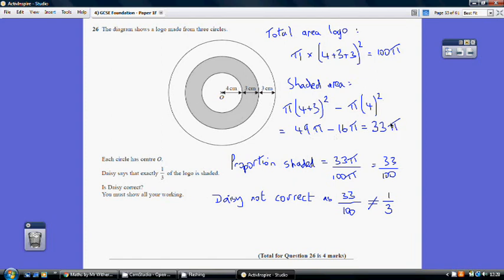So the proportion shaded divided by the total logo is 33 pi over 100 pi. The pi's cancel, so that's 33 over 100. Now that's close to being a third. Remember that would be 33.3 recurring, but it's not exactly a third. So Daisy is not correct because 33 over 100 does not equal a third.